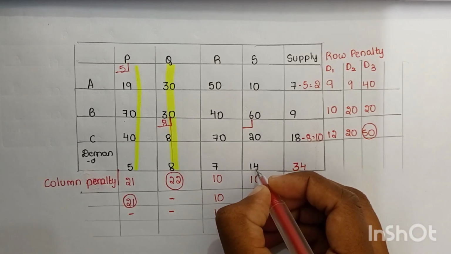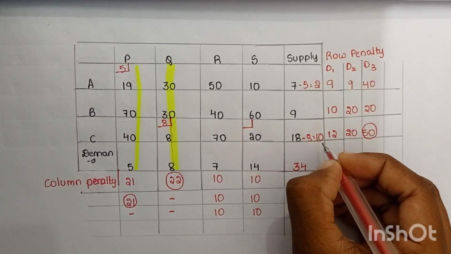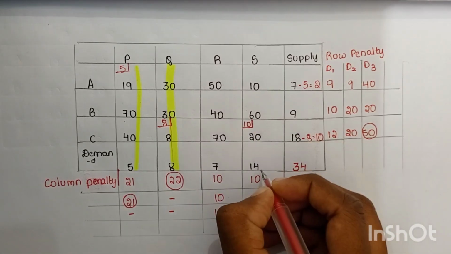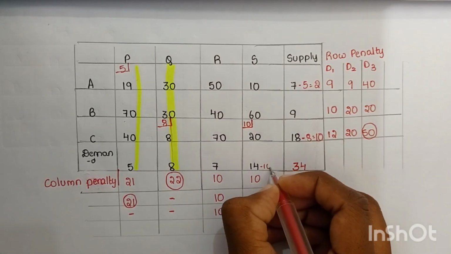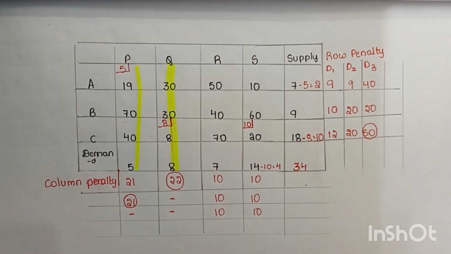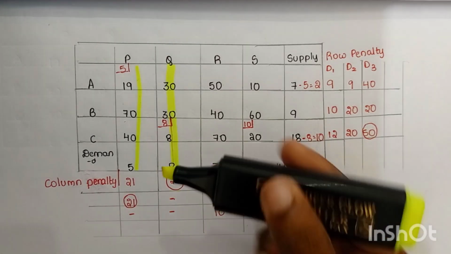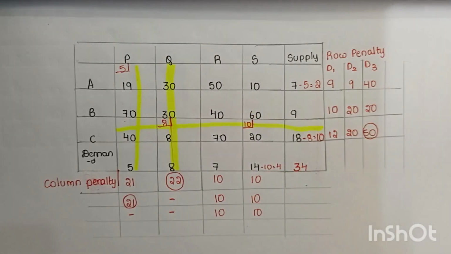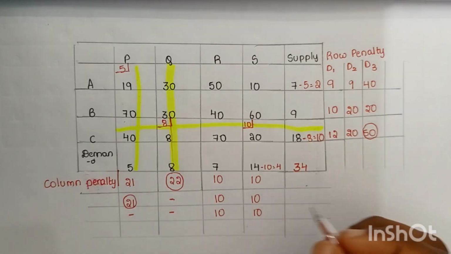Here the demand is 14 and the supply is 10. So the least value is 10. So I will allocate that 10 here and I will deduct that 10 from 14. So 14 minus 10 is 4. As I have given everything in this row, I will just strike off this row. Okay, so next we will start with the row penalty and column penalty.